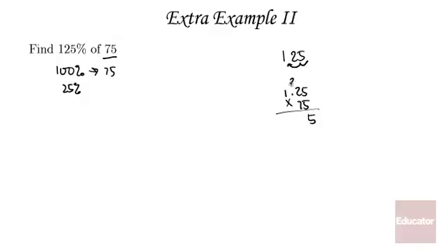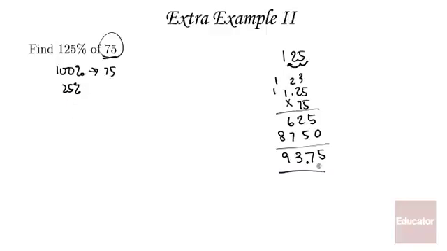5 times 5 is 25, 2, 10, 11, 12, 5, and 6. Hold the place. 7 times 5 is 35, 14, and 17, 7, and 8. 5, 7, 13, 9. 2 places, 93.75. And yes, 93.75 is larger than 75, so that makes sense. It's not only 100%, 75, it's even more, the extra 25%. So your answer is 93.75.